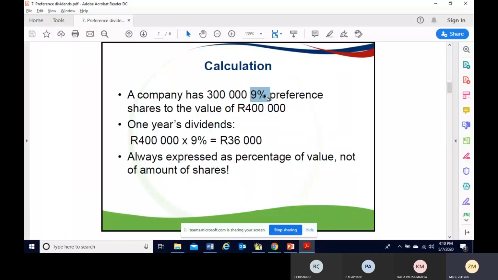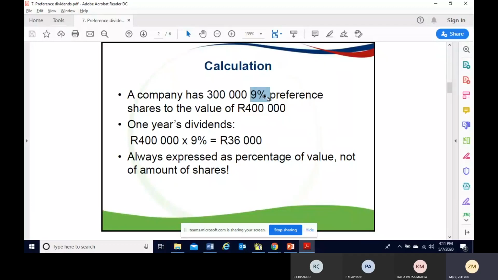But when it comes to preference shares, that percentage indicates that they are fixed, meaning that you have to pay them. It's sort of an interest. You have to pay them that dividend of 9% each year. Similarly, if you were having debentures, that percentage also signifies an interest. When it comes to preference shares, a dividend.